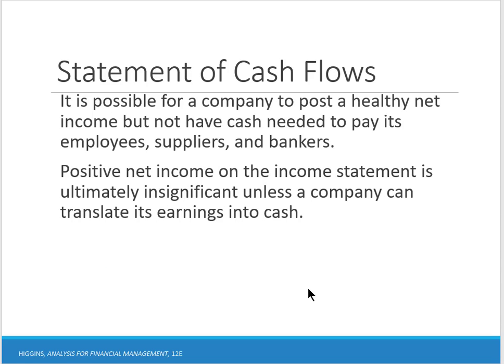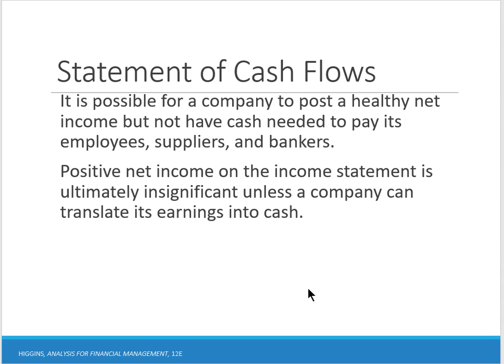So again, the statement. Here's the question. It's possible for a company to have healthy profits but not have enough cash. Positive net income is only important if the company can convert that income into cash.